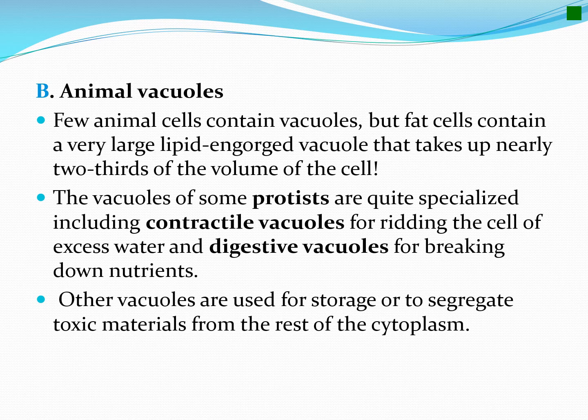Animal vacuoles. Few animal cells contain vacuoles, but fat cells contain a very large lipid-engorged vacuole that takes up nearly 2/3 of the volume of the cell. Here we are talking, for example, about cells of the adipose tissue, that tissue found underneath our skin, used for the storage of fats.